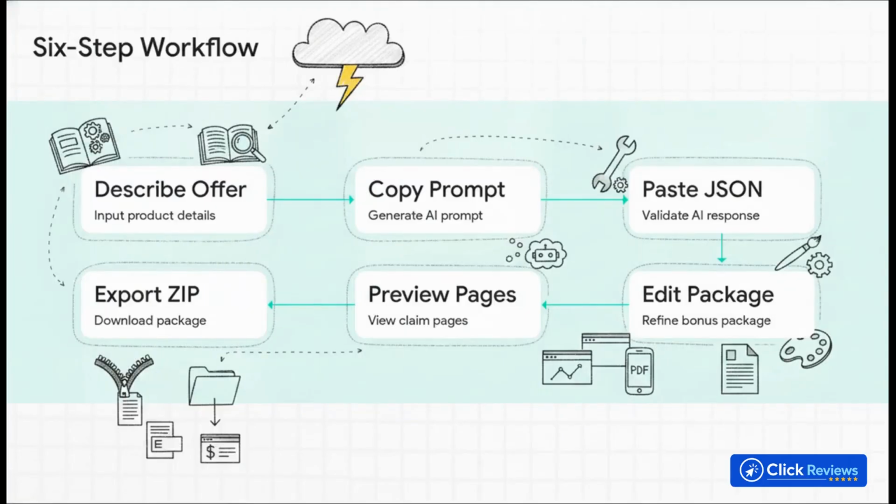All right, Section 4, the 6-step workflow, taking you from a totally blank screen straight to a finished zip file. The software's workflow is strictly structured into these 6 super linear steps. We're going to walk through exactly how this takes you from a completely blank page to fully branded PDFs, claim pages, delivery pages, and even your promo copy, all in one quick session.